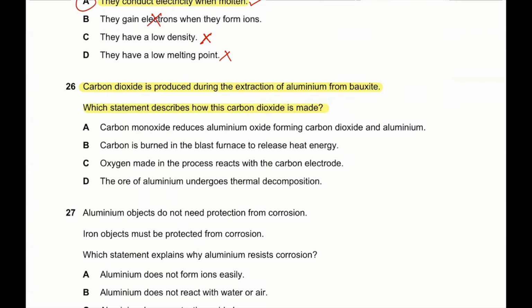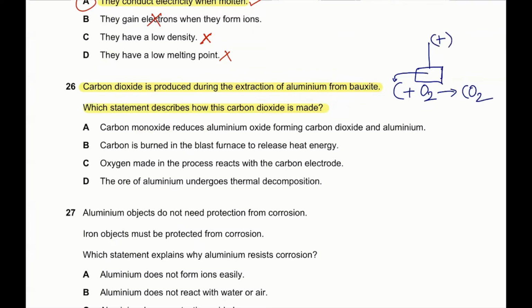Basically what happens is that the anode is made up of carbon, and oxygen is produced at the anode. At high temperature, the carbon which is in the anode reacts with oxygen and converts itself into carbon dioxide. So that's the main reason.